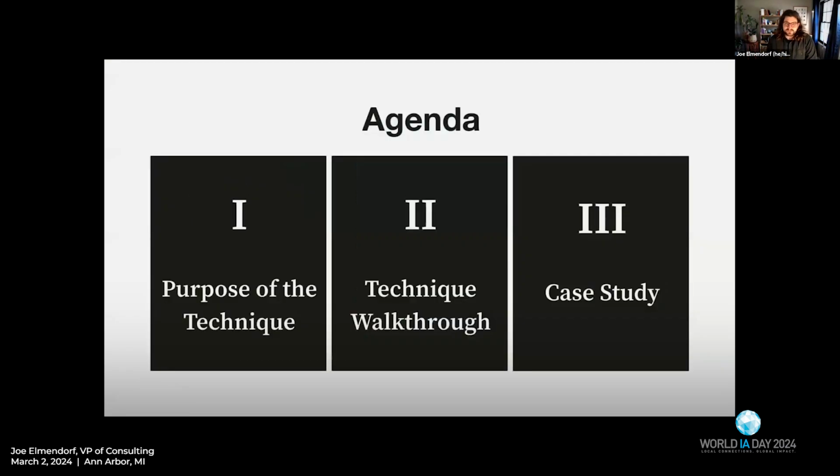And so today I'm going to be talking through three movements. Purpose behind this technique, why even bother? Walking through that technique, outlining what it is, showing how simple and helpful it is. And then third, a case study around how I've used it recently.